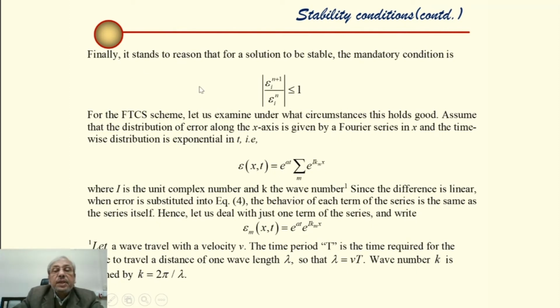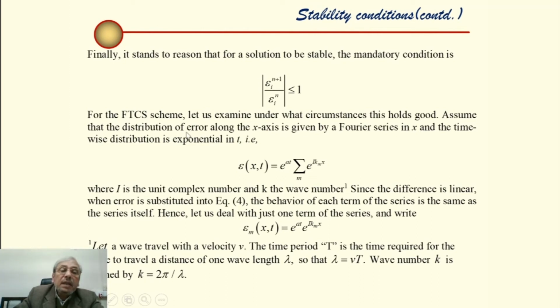Finally, it stands to reason that for a solution to be stable, the mandatory condition is that epsilon at any point i at the n plus 1th level, divided by epsilon at the same point at the nth, previous level, should be less than or equal to 1. For the FTCS scheme, forward time and central space, let us examine under what circumstances this holds good.